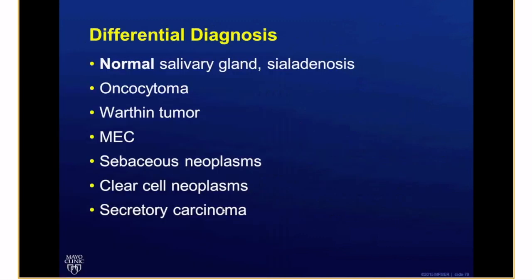process. So this is your differential diagnosis: normal salivary gland, benign lesions like oncocytoma and Warthin tumor, other malignancies like mucoepidermoid carcinoma, sebaceous neoplasms, and we'll go over some of these differential diagnoses.